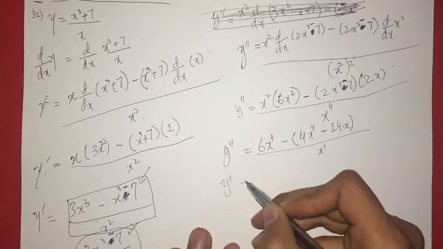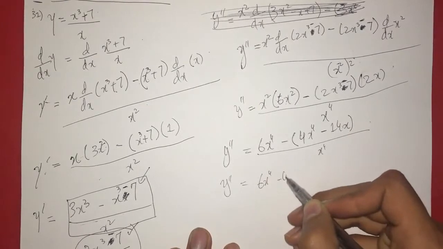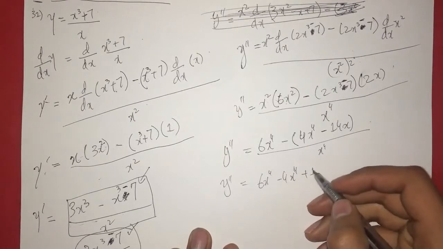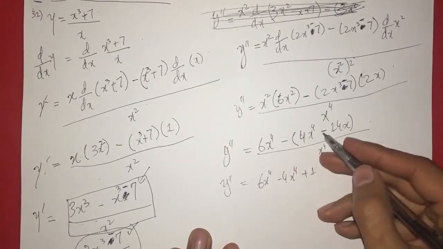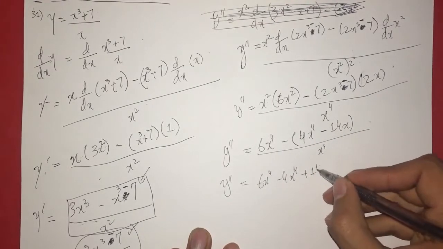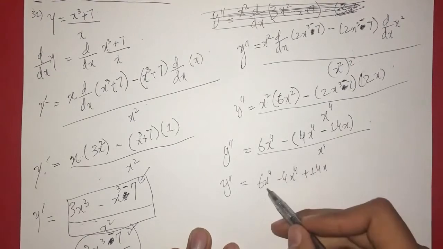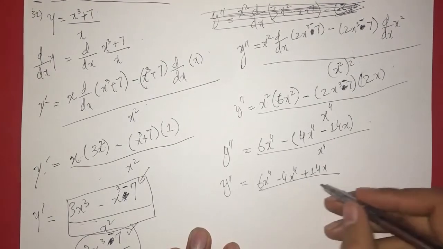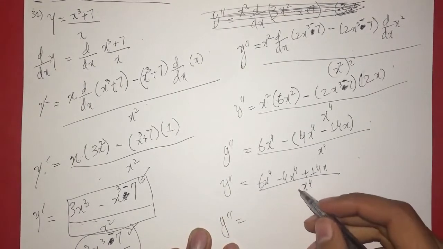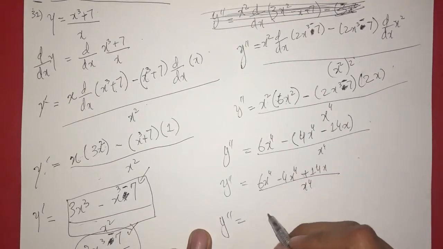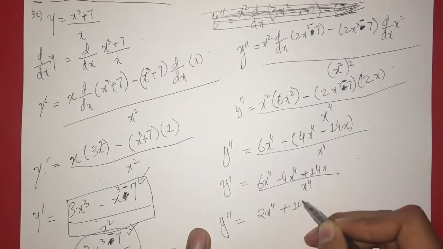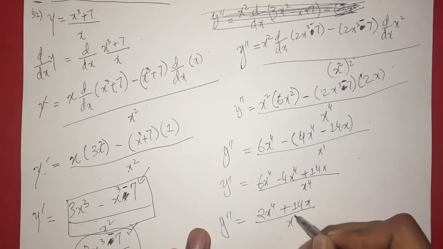What we do, we open the brackets. You have 6x power 4 minus 4x power 4, minus into minus plus 14. So this is minus, so you multiply the whole expression by minus. So plus 14x divided by x power 4. So what you get is 6x power 4 minus 4x power 4 is 2x power 4 plus 14x divided by x power 4.